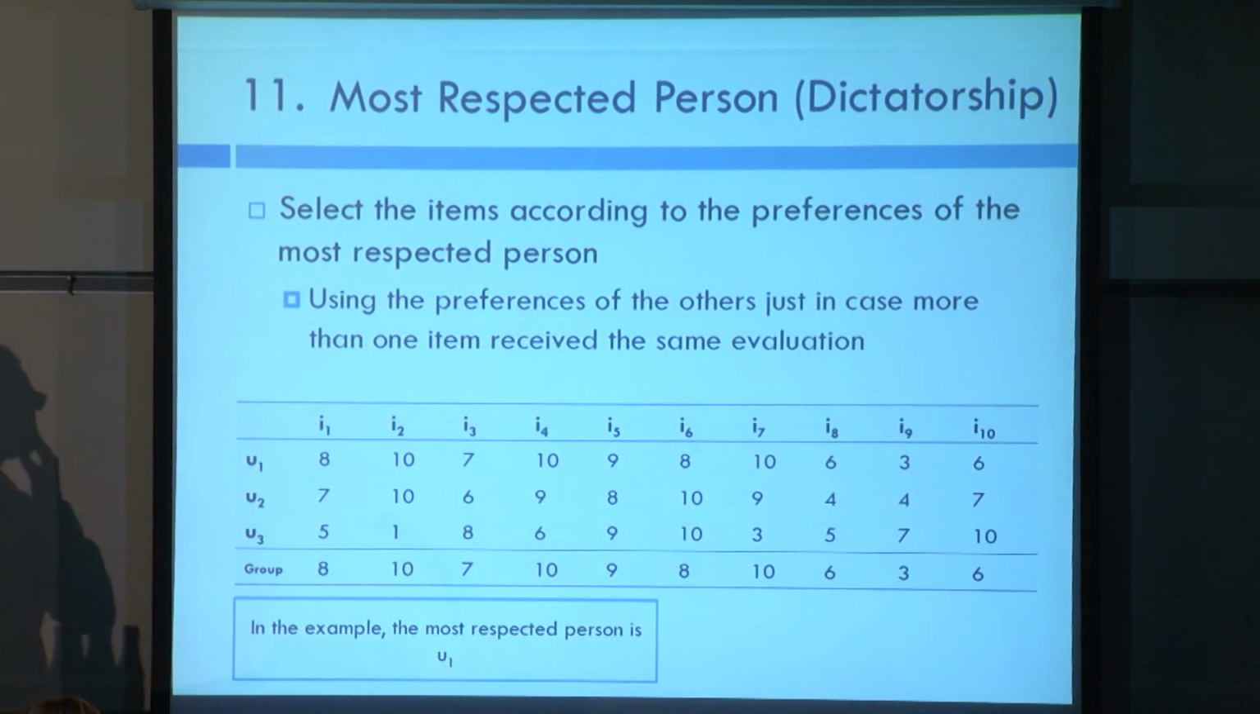The last strategy we're going to see is actually quite interesting, and it is called most respected person or dictatorship. In this strategy, it is assumed that there's a person in the group that acts as a leader. So the strategy considers the preferences of the most respected person, and it uses the preferences of the others just in case two items received the same evaluation. So in our example, let's suppose that U1 is the most respected person, so she would make a choice.